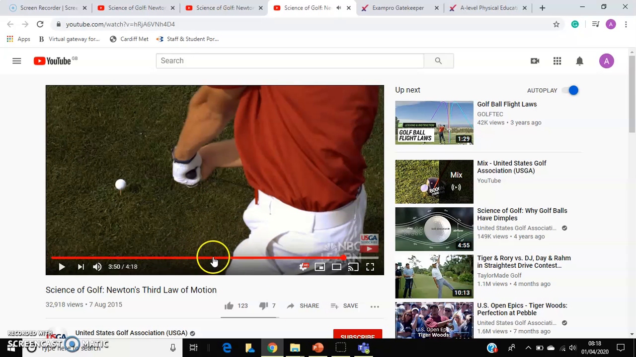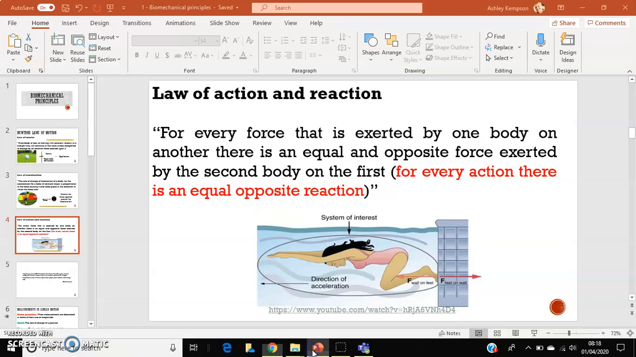Okay, so again, this concept of change in momentum and Newton's third law can be applied here, but it can also be applied to your tennis swing, in exactly the same principle.